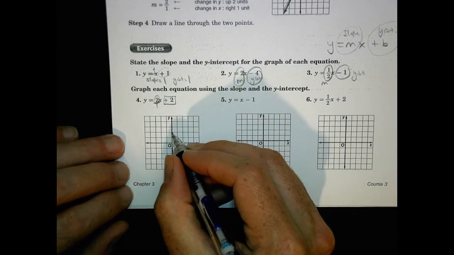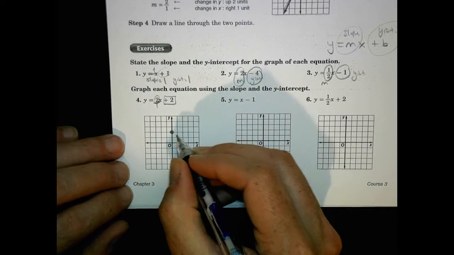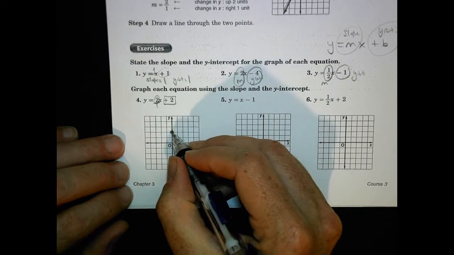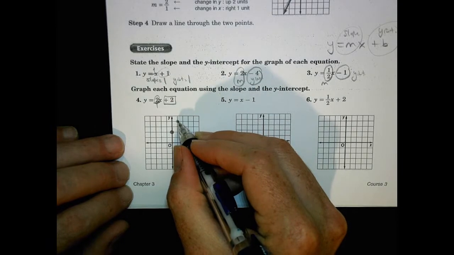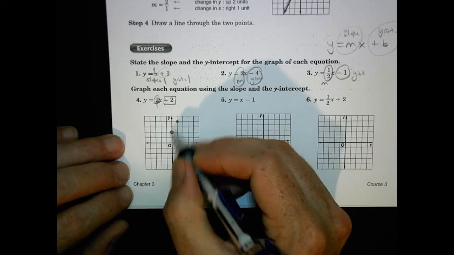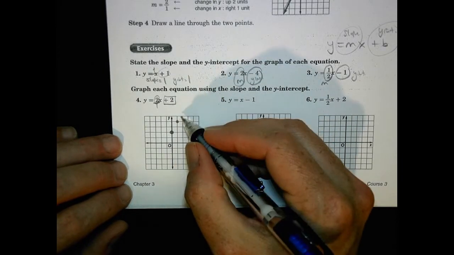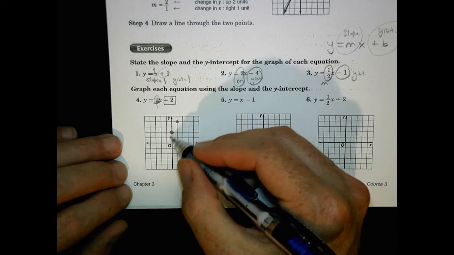So I'm going to start by putting my y-intercept here at +2, and now I'm going to go up 2 over 1. I have a point. I have 2 points actually, and I could then use a ruler and draw that line.